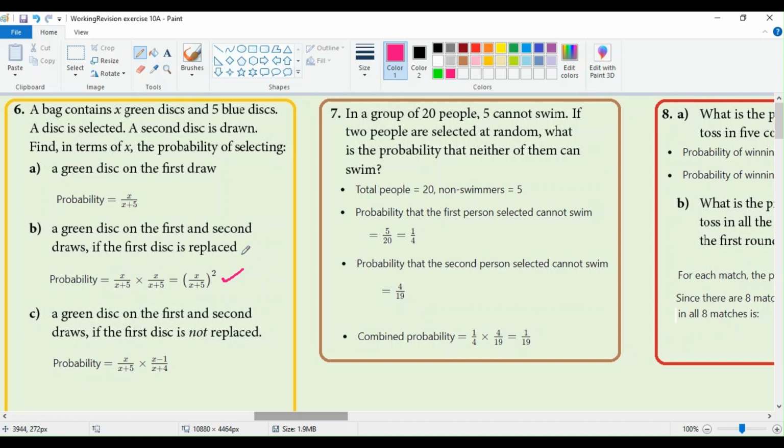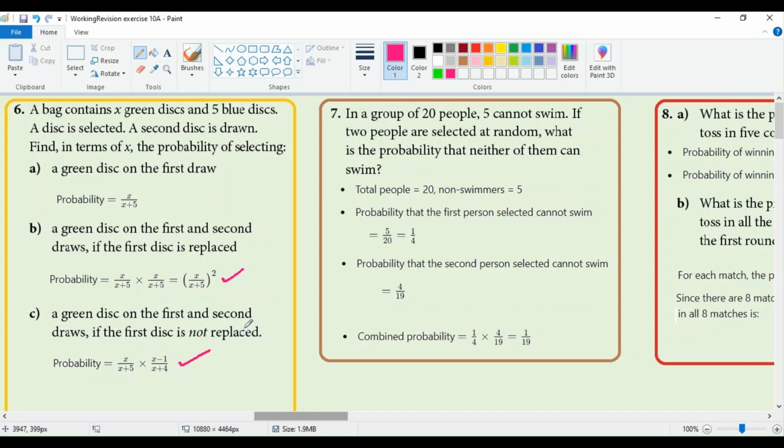Since we are dealing with the unknown value, we are going to use x. Now comes part C, which says a green disc on the first and the second draw if the first disc is not replaced. That means it's going to be multiplied by x over x plus 5. This probability is going to be multiplied by x minus 1 over x plus 4, because 1 is already taken out from x. So it's going to be x minus 1, and from x plus 5 it's going to become x plus 4. So this is going to be the answer for the third part of the question.